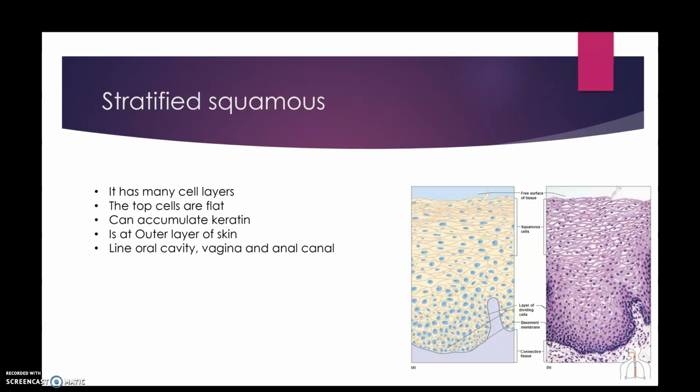The stratified squamous has many layers. The top layer is flat, can accumulate keratin, and it is the outer layer of skin. It also lines the oral cavity, vagina, and anal canal.